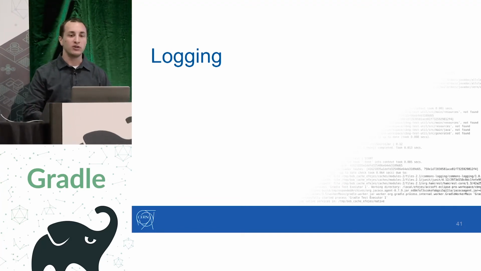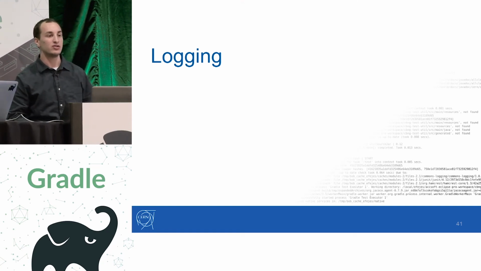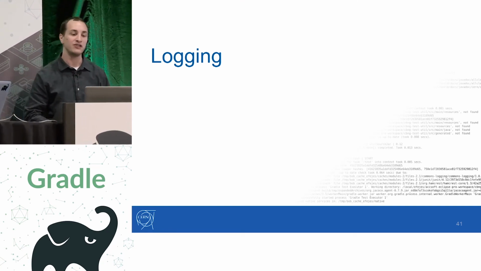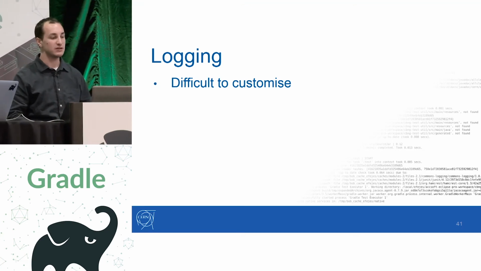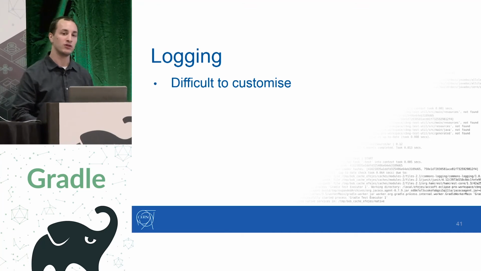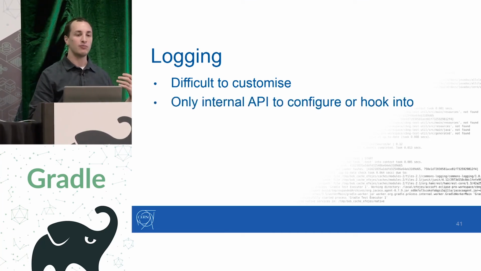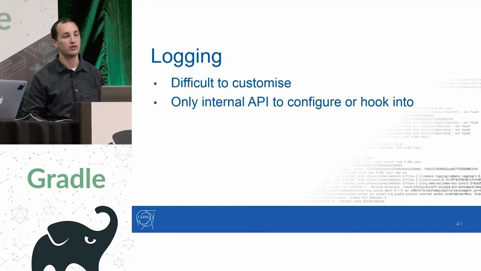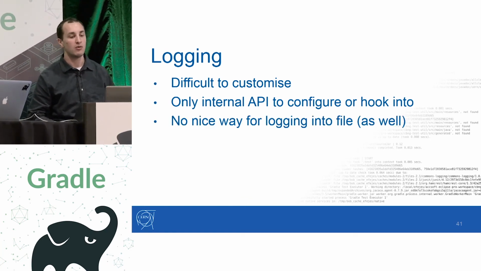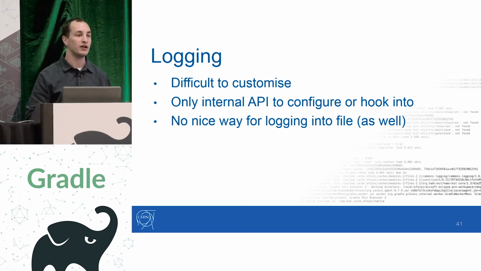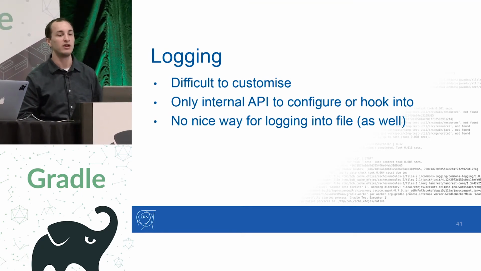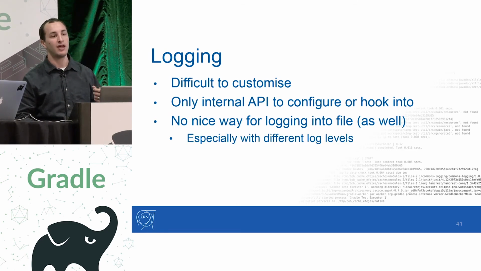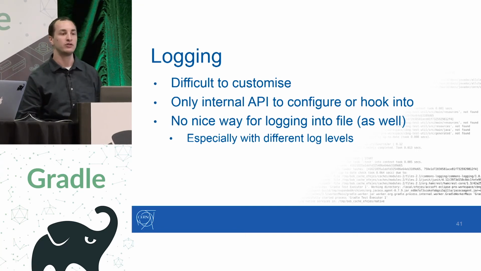Now, I would like to talk about logging, because as much as we appreciate the recent improvements in the logging of Gradle, which is very nice, we have some problems when it comes to customization. Basically, we had some ideas about what we should get from the logging, and they were difficult to achieve. Many of the things that we wanted to do were only possible through accessing internal APIs to hook into the logging process or to configure some aspects of it. One of the key points we wanted to achieve is to log into a file as well as on the console. Now, this is not something that you can do, as far as I know, using the normal API of Gradle, and especially not with a log file at a different log level than your console output.